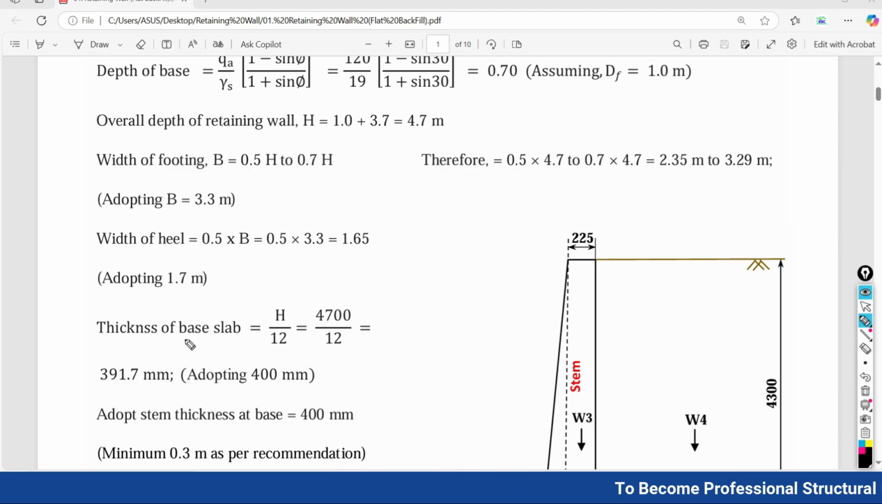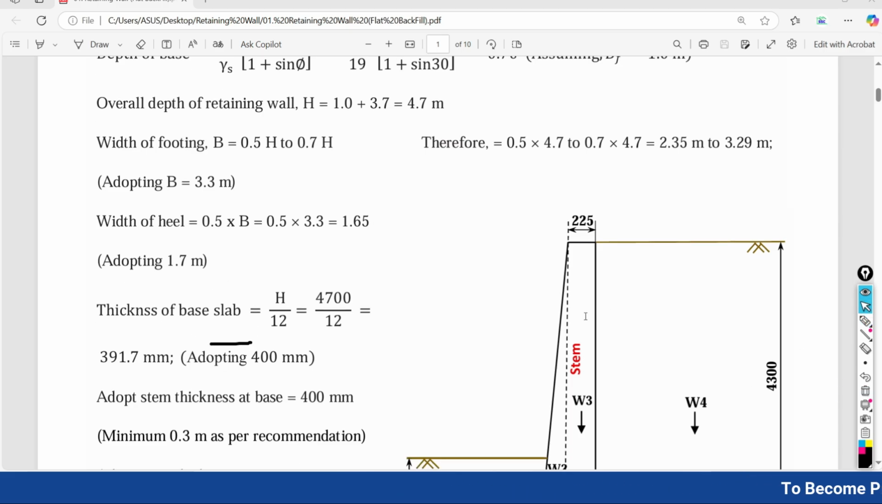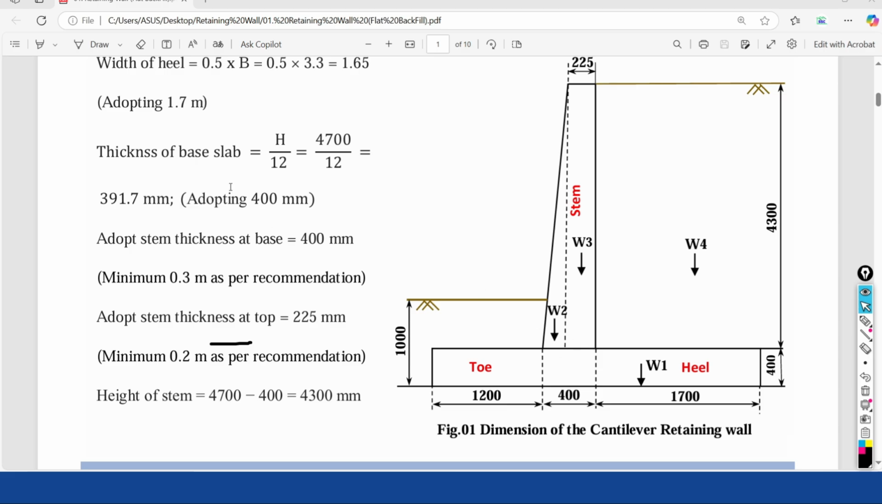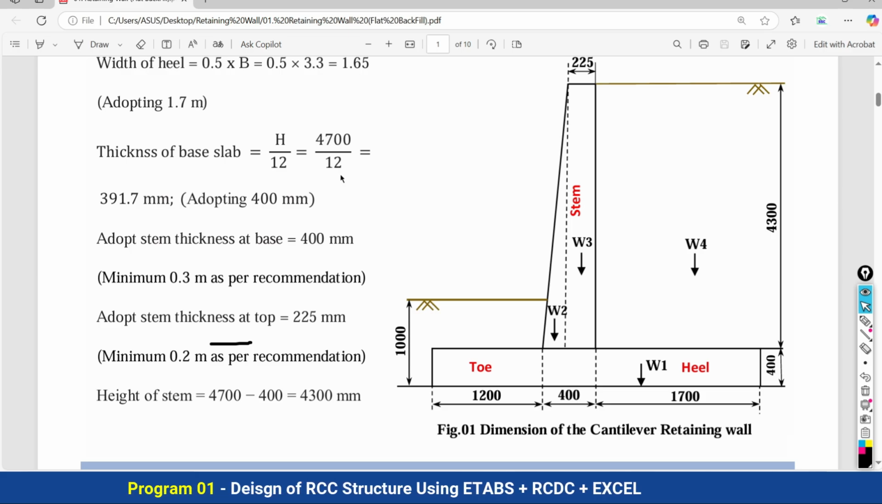Thereafter, what thickness of the base slab, meaning the base of your retaining wall, is to be adopted? Total height divided by 12. So 4.7 meter, in mm it becomes 4700 divided by 12.